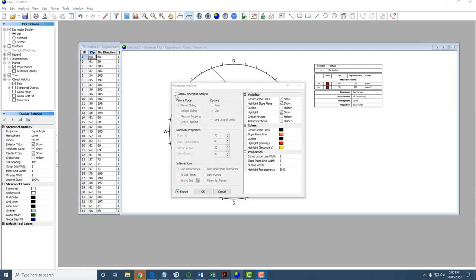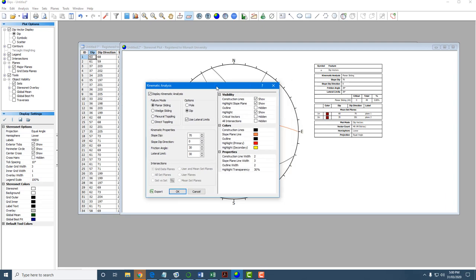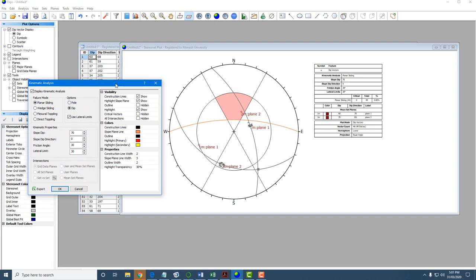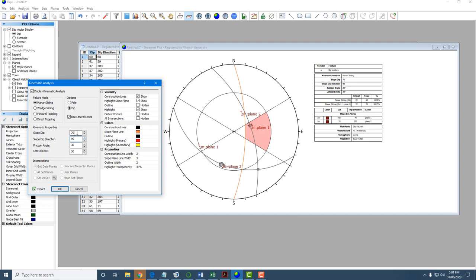And then we select Display Kinematic Analysis and move this window so that we can get a better view of our stereonet. Now in our question, we are told that we are to excavate an east-facing slope and we are to analyze for a slope angle of 60 and 70 degrees. So an east-facing slope would be dipping towards east, which means the dip direction would be 90 degrees. So we say 90 degrees here. And we start with a 60 degree slope.